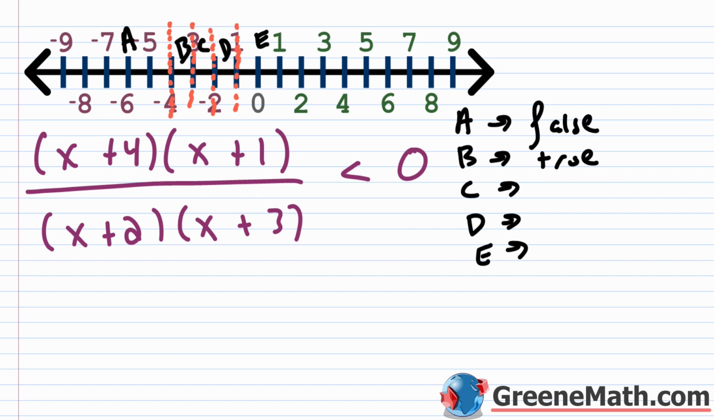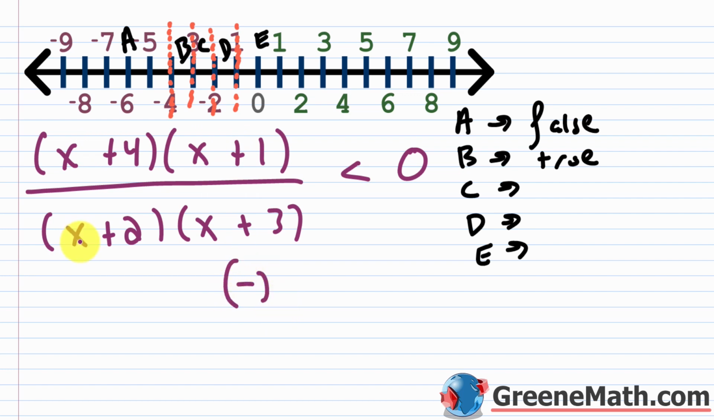All right, for C, you're between negative 3 and negative 2. So let's pick negative 2.5. So negative 2.5 plus 4 is going to be 1.5. And then negative 2.5 plus 1 is going to be negative 1.5. So this guy right here would be a positive times a negative, which would be a negative.